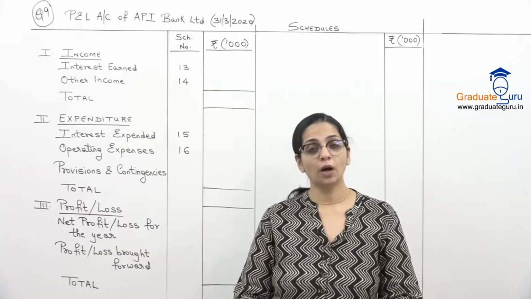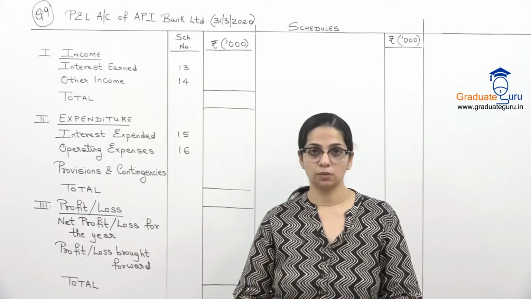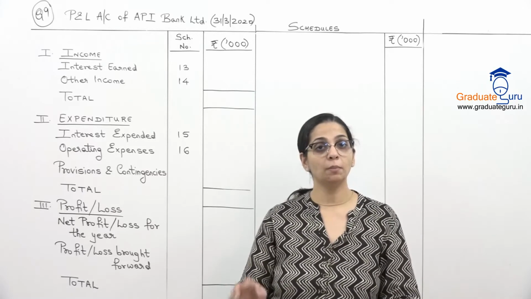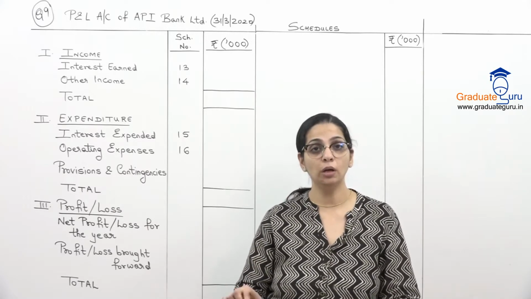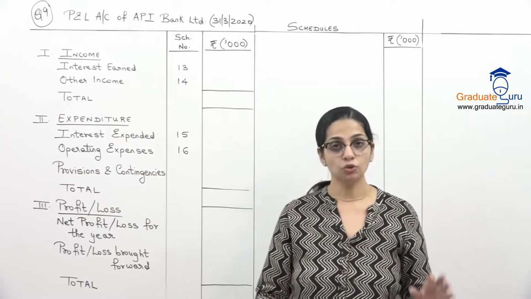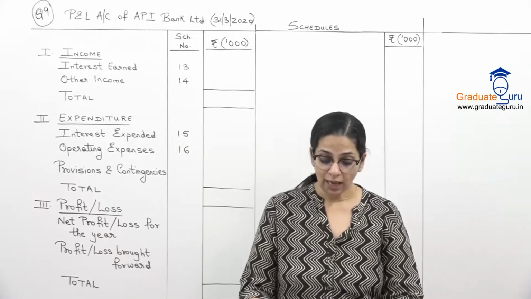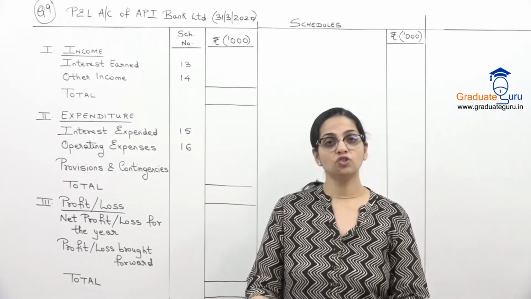Loss on sale of computers. Now even though it's a loss, इसे हम expense side पे नहीं बताएंगे. This will be shown in my other income, that is schedule 14 only. How to show it? I'll do that when we are doing the schedule. Then we have profit on exchange transactions.